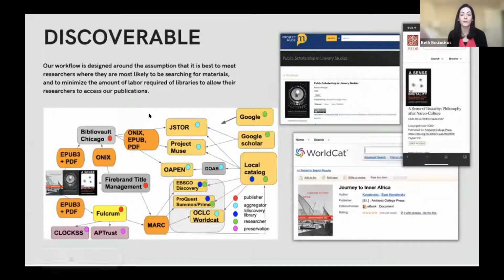So we do work really hard in terms of those usage numbers to make our titles as discoverable as possible. And so we have a librarian at Michigan Publishing Services who is in charge of sending these out to many different platforms, making sure that they get in the right places. So we get the appropriate usage for all the titles.